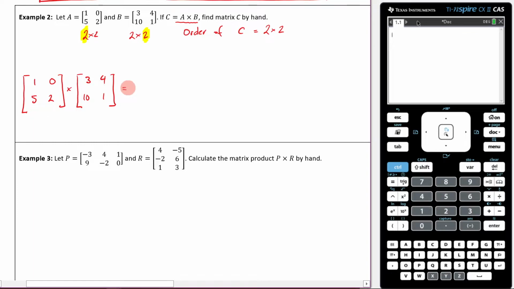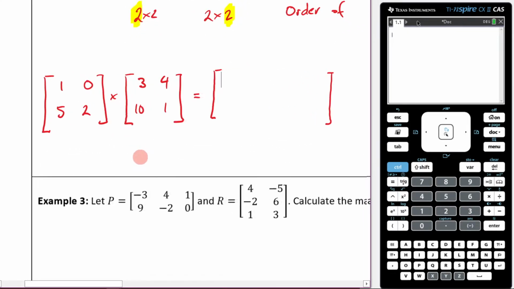Okay, let's now use our run dive method. And remember, we know that our answer is going to be 2 by 2. Now I'm going to give myself plenty of space here because it is going to take a bit of room. But you can see I'm going to have one answer there, one answer there, one answer there, and one answer there. You know, it's a 2 by 2 matrix. Okay, let's now give it a crack, shall we?